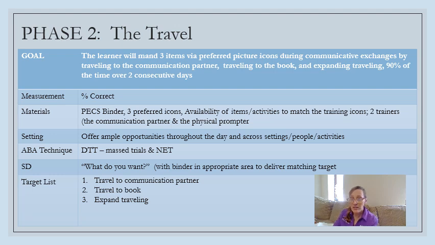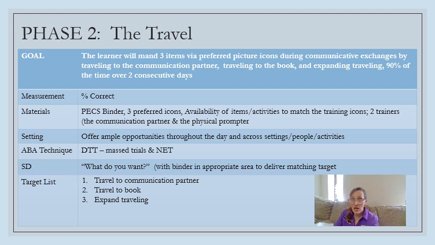Travel to the communication partner is just where maybe the book is on a table by them so they can easily reach it, but they have to pick that card out of the book and walk it over to the communication partner. Travel to the book is maybe they're close to the communication partner and the book is over there on the end table in the middle of the living room. They have to travel to the book to get the card. And then number 3 is expanding the traveling. So maybe the book is in the other room and they need to go get the book and get the card and bring it back to you.